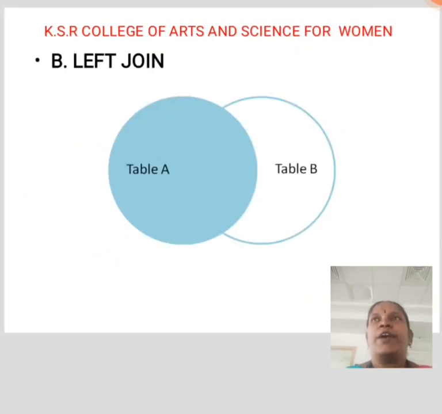Second one, left join. This join returns all the rows of the table on the left side of the join and matching rows from the table on the right side of the join. For the rows for which there is no matching row on the right side, the result set will contain null. Left join is also known as left outer join.